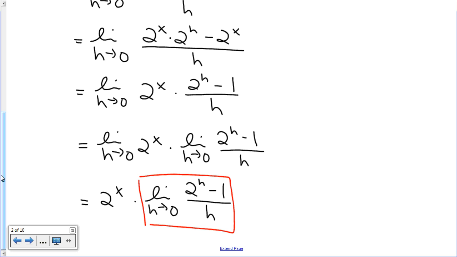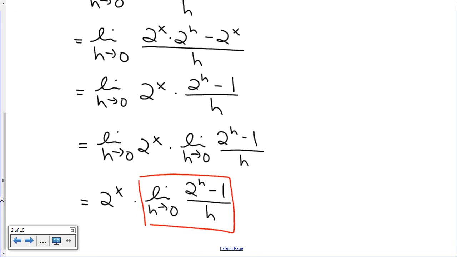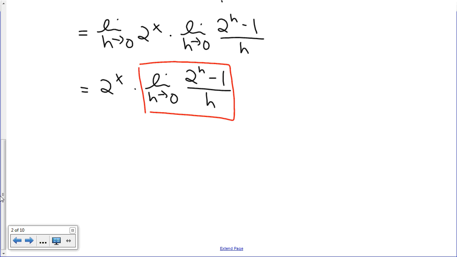It appears like the derivative of 2 to the x involves the original function 2 to the x. Right here is the original function.